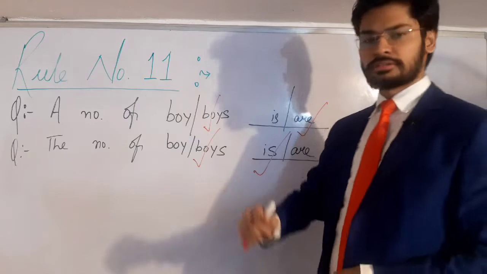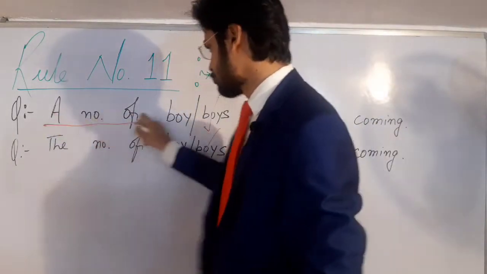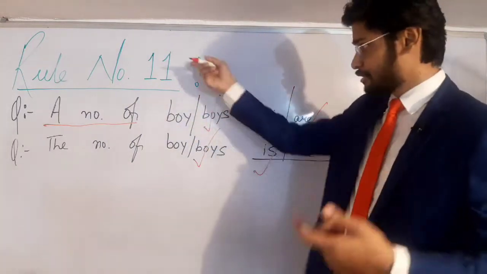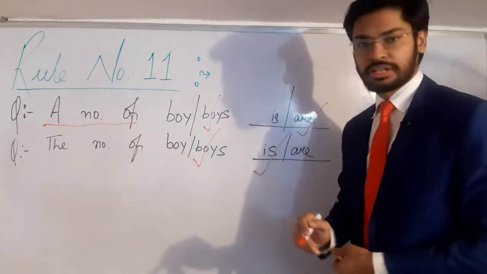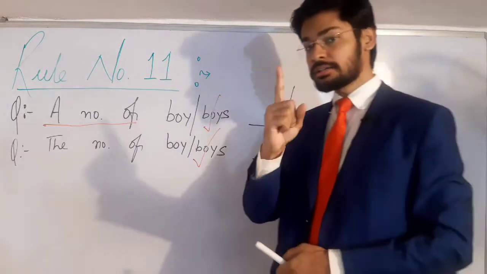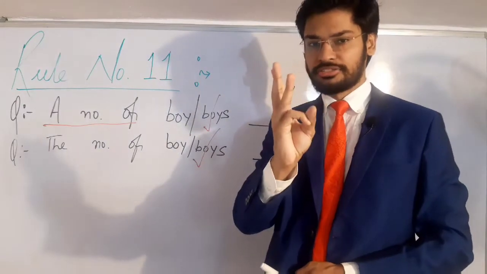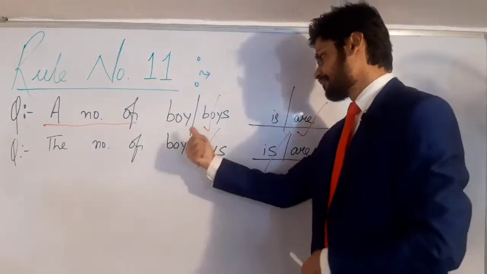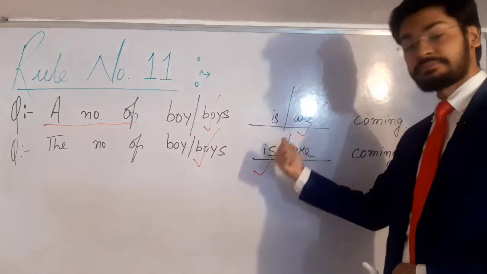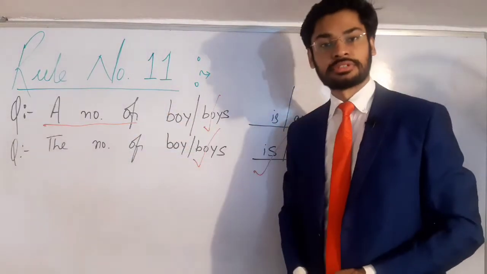सो इन दिस क्वेश्चन, फर्स्ट क्वेश्चन यू कैन सी हियर अ नंबर ऑफ आया है, तो इसके बाद आने वाला नाउन एज पर रूल नंबर 11 प्लूरल हो गया और वर्ब भी प्लूरल हो गया. सो रूल सेज अ नंबर ऑफ, अ ग्रेट नंबर ऑफ, अ लार्ज नंबर ऑफ. ठीक है, इन तीनों के बाद आने वाला नाउन और आने वाला वर्ब हमेशा प्लूरल होगा. नाउ कम टू क्वेश्चन नंबर 2.